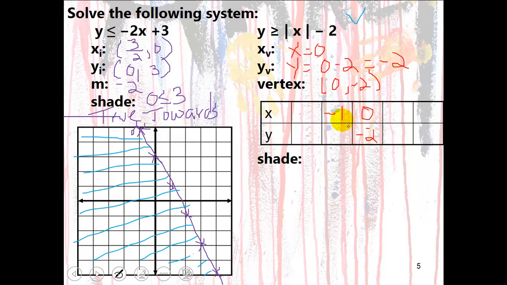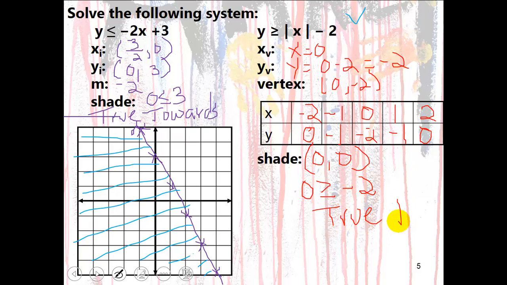I'm going to plug in -1, -2, 1, and 2. Plug in -1, I'm going to get -1. Plug in -2, I'm going to get 0. Plug in 1, I'm going to get -1. Plug in 2, I'm going to get 0. And then I'm going to test the point 0, 0. And when I do, I get 0 is greater than or equal to -2. That's true. So we're going to go towards.